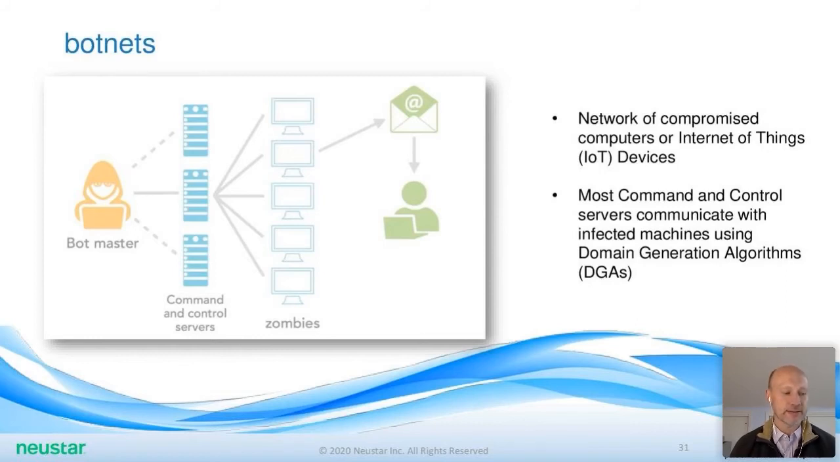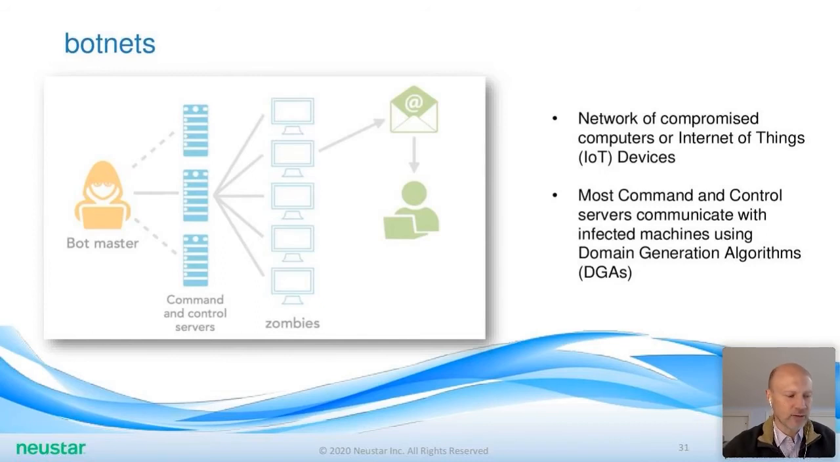Because it's very easy to stop a single domain lookup or IP address, what the malware creators have done is create something called domain generation algorithms, which cycle through hundreds or thousands of different DNS lookups that they use to connect to their command and control servers. Because of that, it makes it very difficult for us to stop them, because we never know what domain or what IP address these zombies are going to be talking to. So it makes it very difficult to put a stop to them.